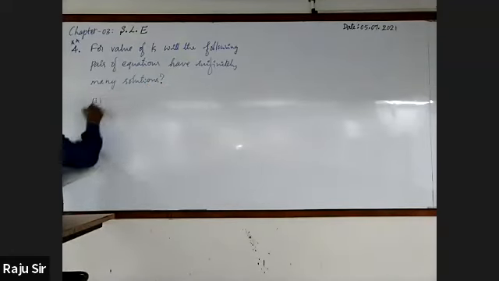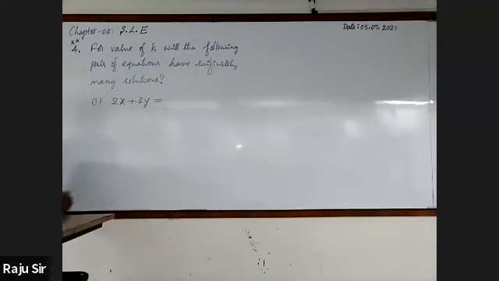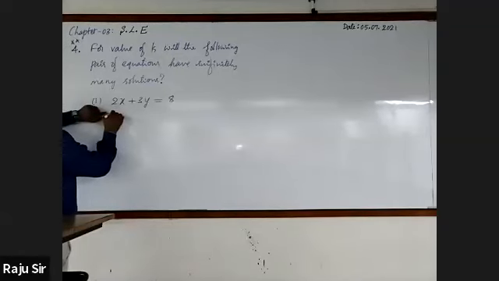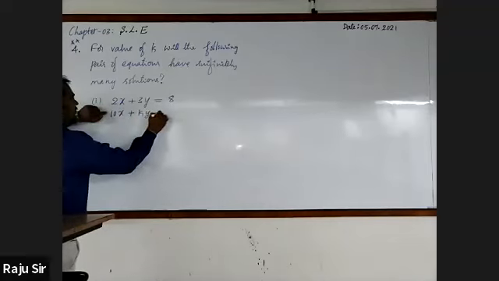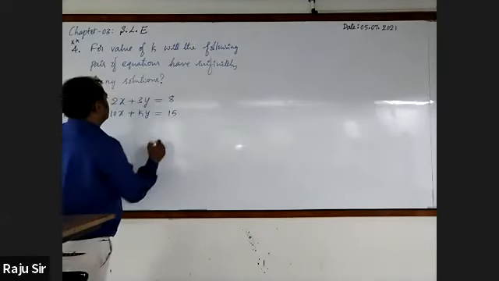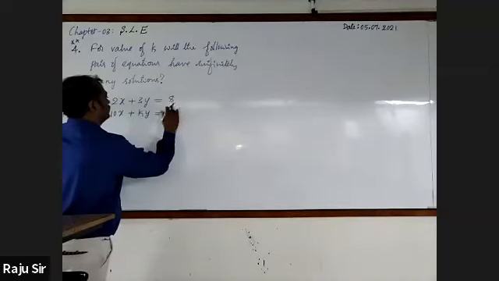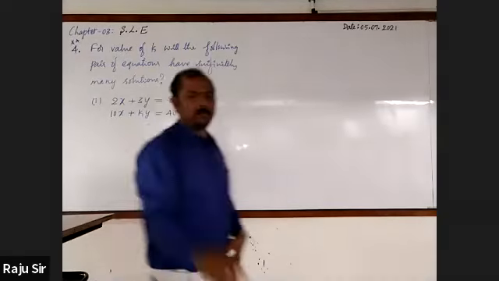In that, the first one is 2x plus 3y equal to 8. And the second equation is 10x plus ky is equal to 40. First one I have taken very simple. 15, sir, k. Yes, very good.